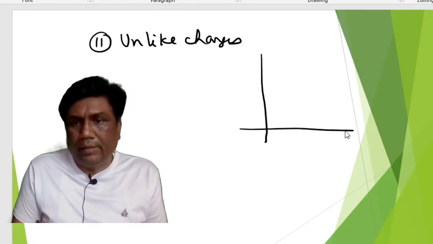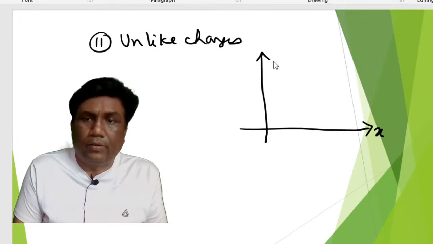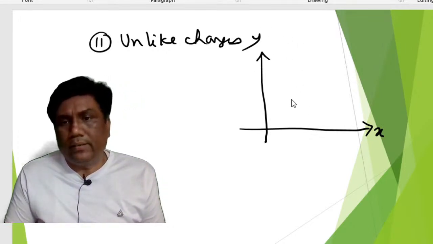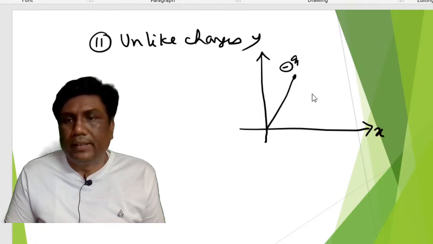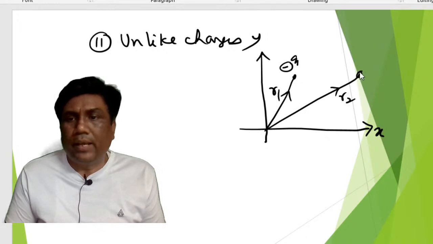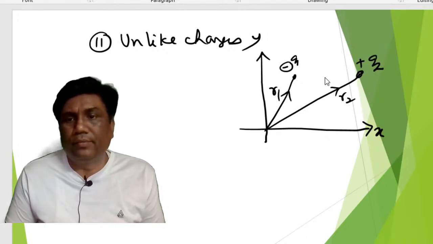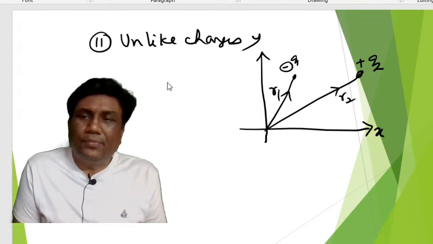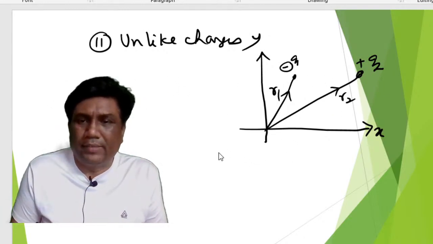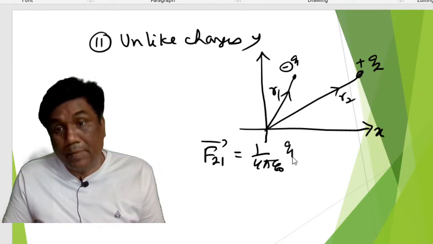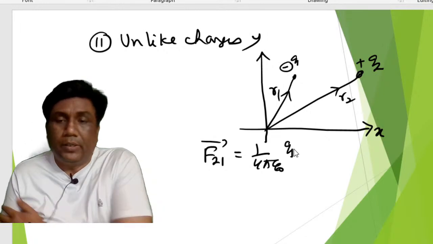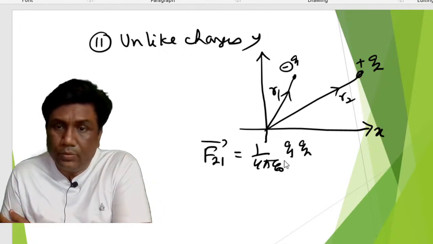Again the situation: let me draw the graph, the coordinate axes x, y. Say this is q1, negative, at position vector r1. At position vector r2 we have another charged particle, say q2, which is positive. So what do we want? Say the force on 2 by 1 only, the same thing as we have discussed earlier. Force on 2 by 1. The other parts will remain the same only: 1 by 4 pi epsilon naught q1. Remember, here it will be q1 only, not minus q1, because here I always have to put the magnitude, q1 q2 by separation.